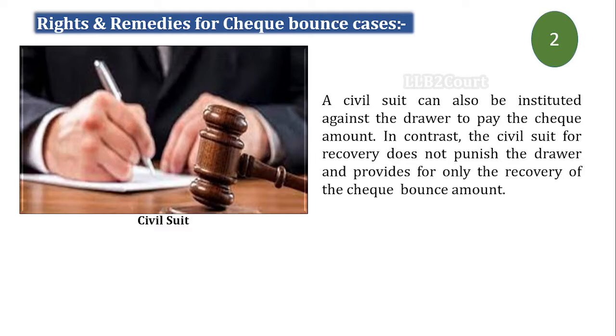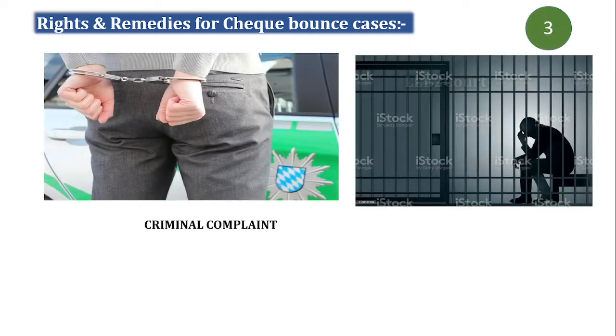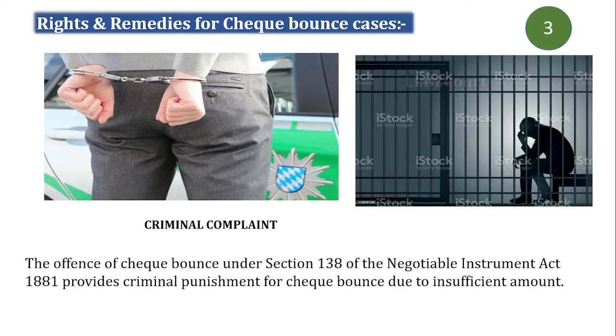The civil suit will not punish the drawer. Only the criminal complaint, which is the third remedy, given to the judicial magistrate under Section 138 of the Negotiable Instruments Act, will punish the drawer since the check is dishonored due to insufficient funds. So when a person wants both civil and criminal remedy, he can very well institute a civil suit and also the criminal complaint parallelly.